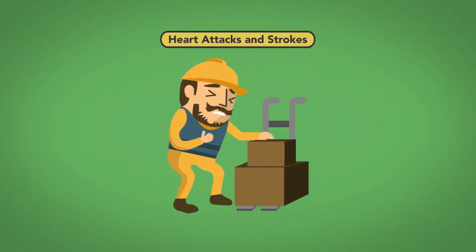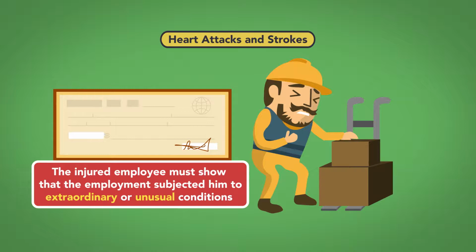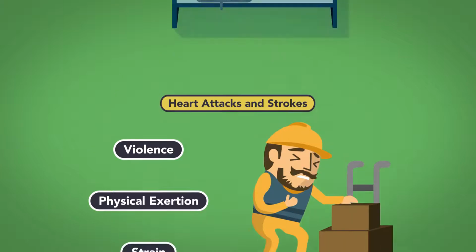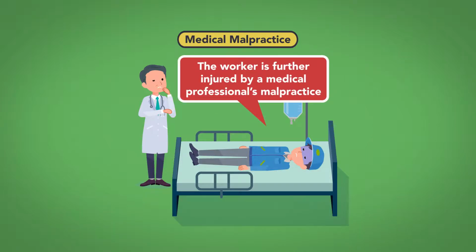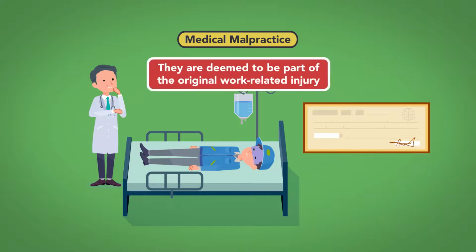For an on-the-job heart attack or stroke to be compensable, the injured employee must show that the employment subjected him to extraordinary or unusual conditions, violence, physical exertion, or strain, and that the heart attack or stroke resulted from those conditions. Generally, where the injured worker seeks medical treatment for the work-related injury and the worker is further injured by a medical professional's malpractice, the results of the medical malpractice are likewise compensable. They are deemed to be part of the original work-related injury.